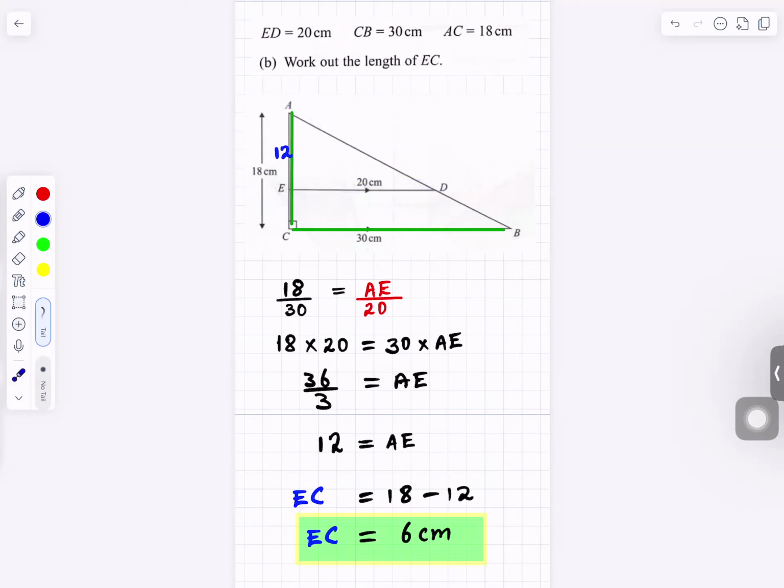Now you can cross multiply. 18 times 20 is equal to 30 times AE. And you divide by 30. So we cross out zeros there. So 18 times 2 divided by 3. So AE is 12. Now to get EC, because all of that is 18, 18 take away 12 is 6. So EC is 6.